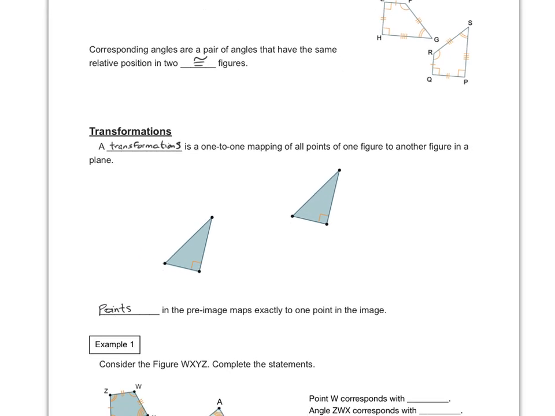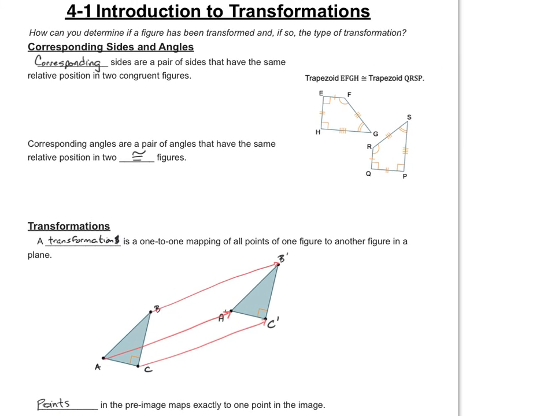Transformations. A transformation is a one-to-one mapping of all points of one figure to another figure in a plane. So all points. So if I were to label this triangle A, B, C, then this would be A prime, B prime, C prime. Just using that as an example. They're just saying that B maps to B prime, C maps to C prime, and A maps to A prime. So that's what they're saying, that I can find the mapping just like in the previous example up here.